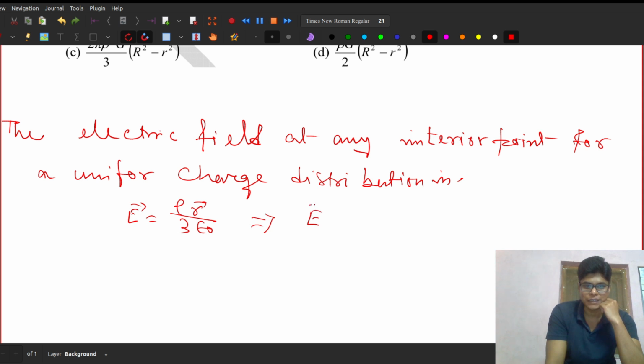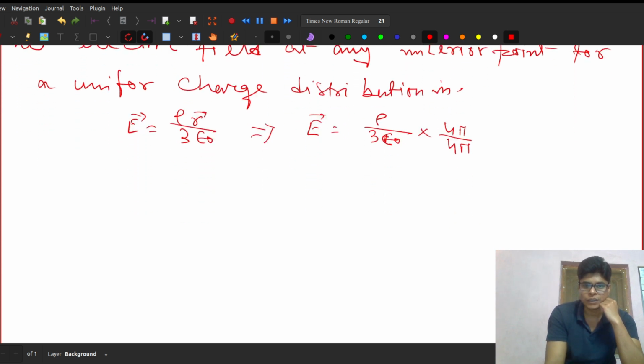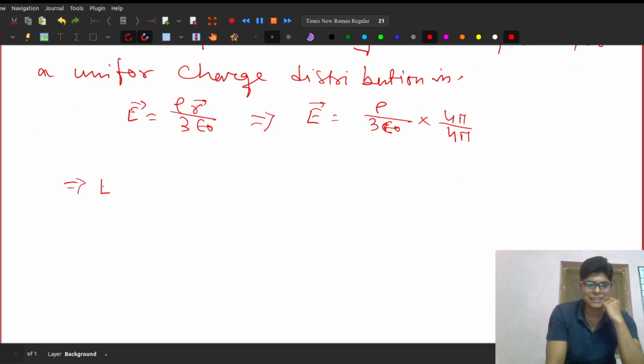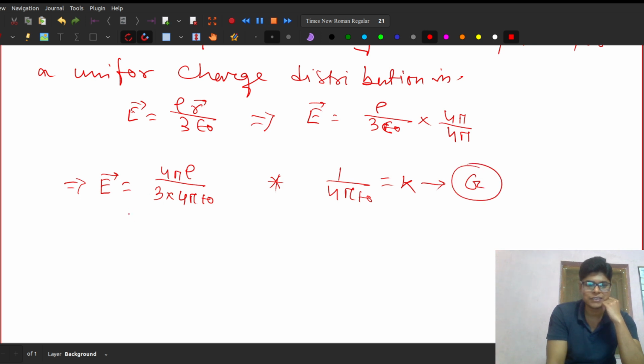So we have E equals rho r by 3 epsilon naught, okay, multiply by 4 pi and divide by 4 pi. So what did we get? We get E equals 4 pi rho r divided by 3 into 4 pi epsilon naught. And what we know is 1 by 4 pi epsilon naught can be used as K, and in gravitation we can use it as G, the gravitational constant.